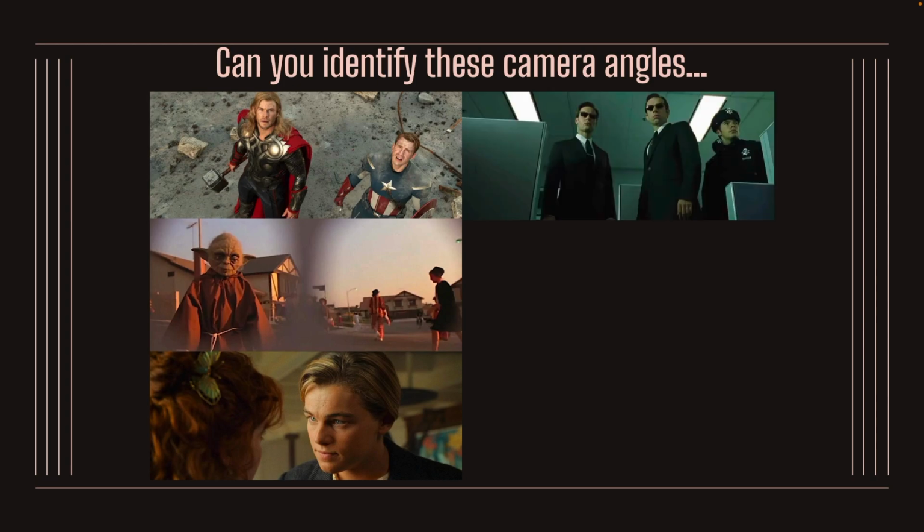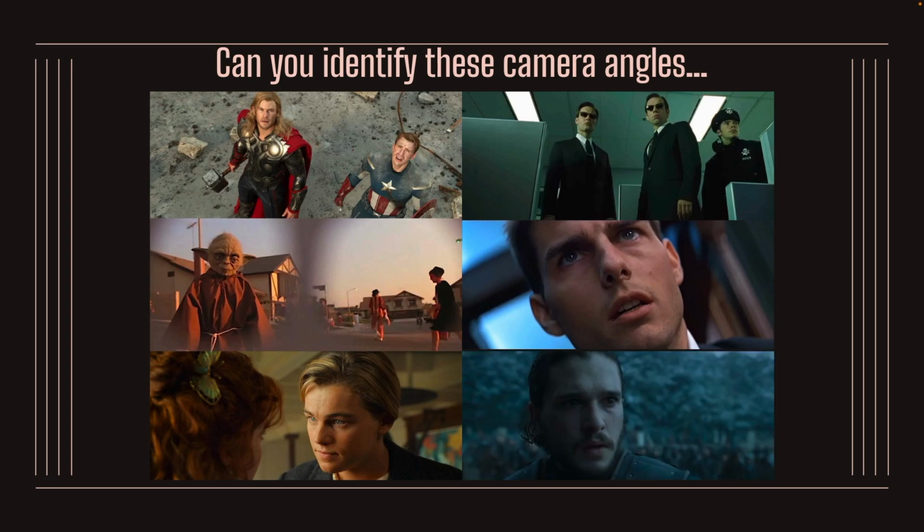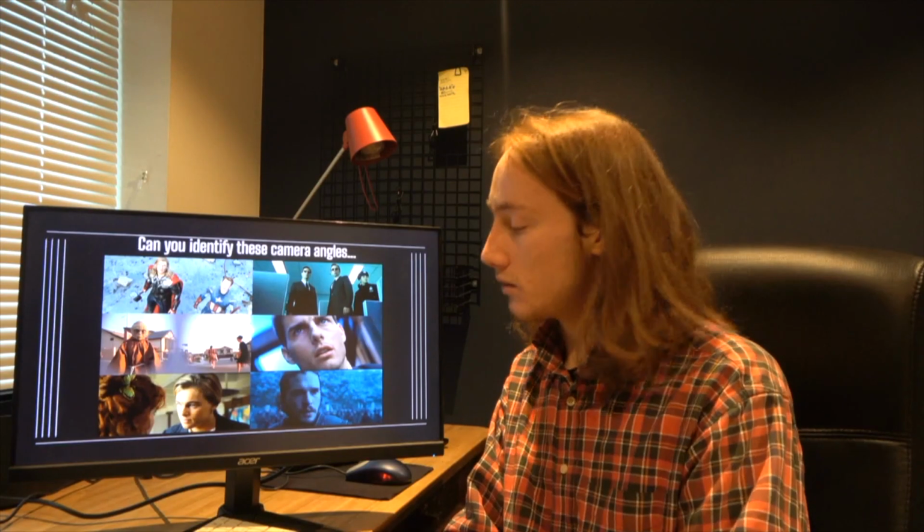This fourth one here is from The Matrix, and it's below the eye level, which means it's a low-angle shot. This next one, it's on a tilt. I believe it's from Mission Impossible. Well, because it's on a tilt, it's a Dutch angle. This final one, I believe, is from Game of Thrones, and it's an eye level. It's the most normal one out of them. You're on the character's eye level.